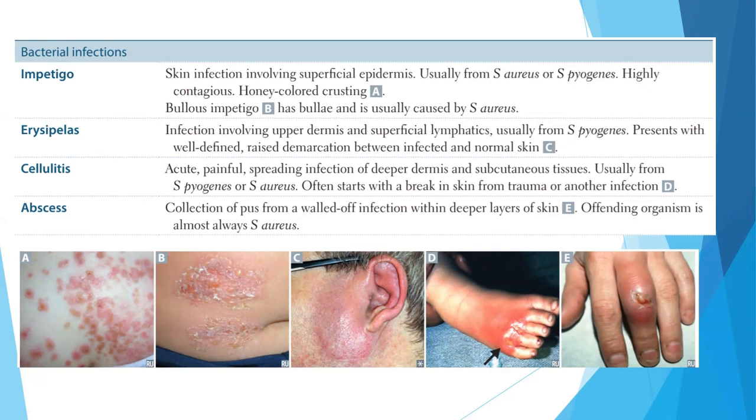Cellulitis is an acute painful spreading infection of the deep dermis and subcutaneous tissues, usually from Strep pyogenes or Staph aureus. But the most common cause of cellulitis is Strep pyogenes. It often starts with a break in skin from trauma or other infection. A collection of pus from a wall of infection within deeper layers of skin is called an abscess. The offending organism is almost always Staph aureus. So when you don't know anything, just answer Staph aureus.